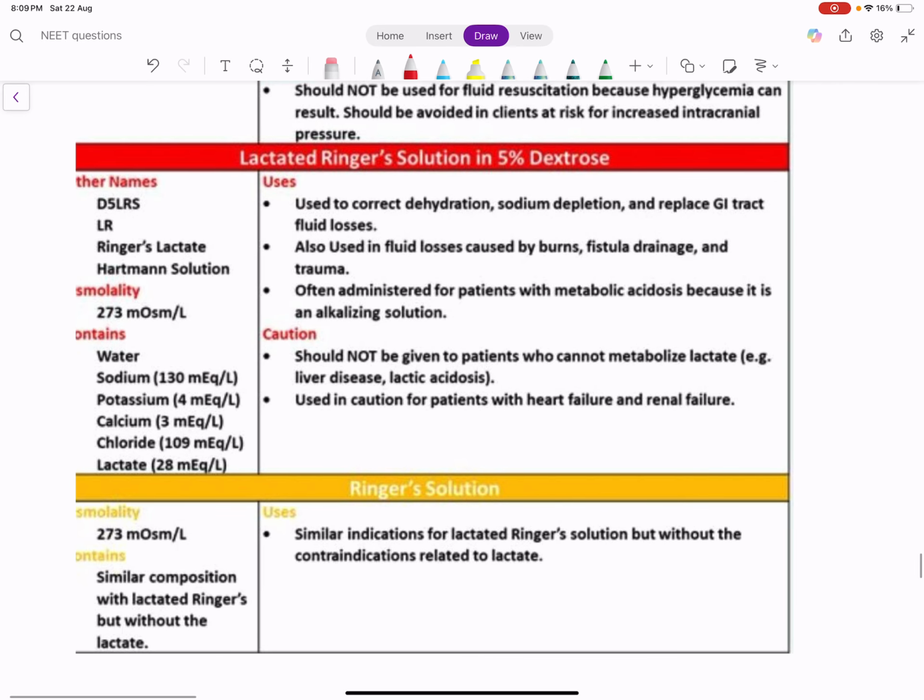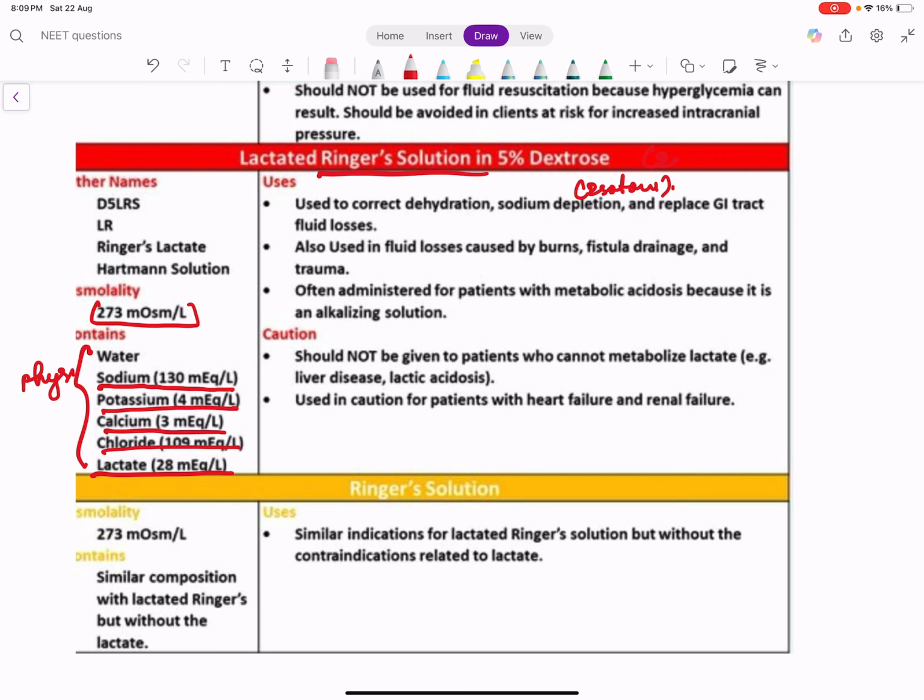Now another isotonic fluid is Ringer's lactate. Ringer's lactate has 130 milliequivalents of sodium, 4 milliequivalents of potassium, 109 milliequivalents of chloride, 3 milliequivalents of calcium and 28 milliequivalents of lactate. Total osmolality is 273. Now this is more physiological, right?